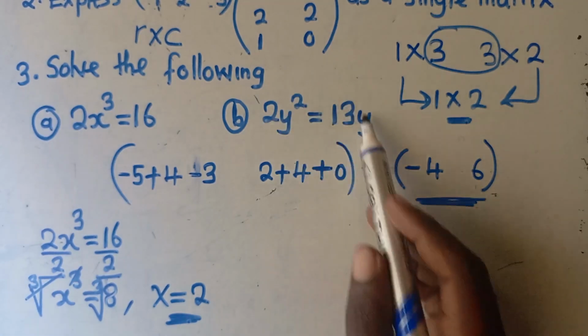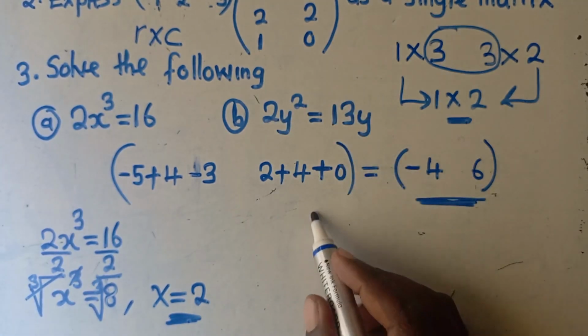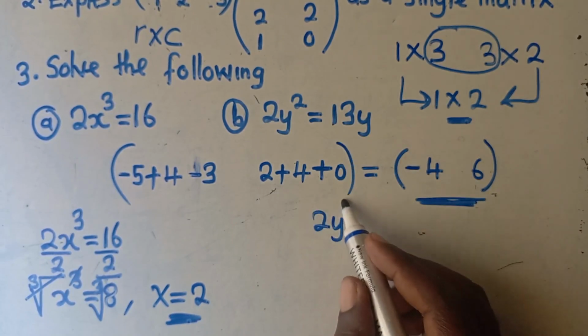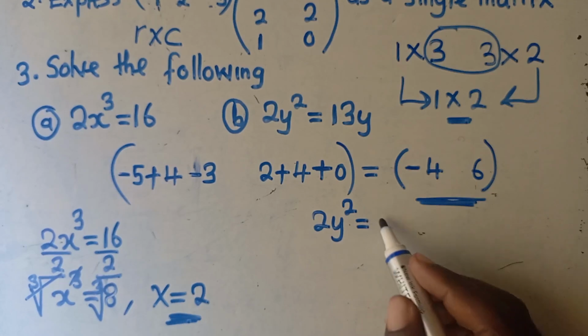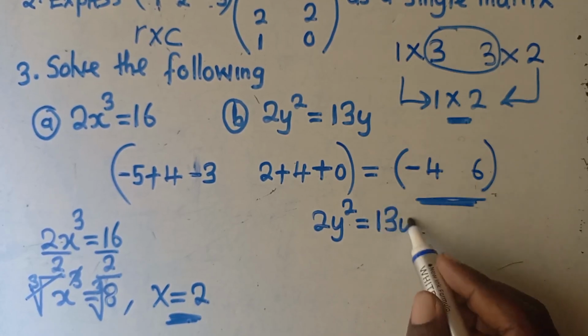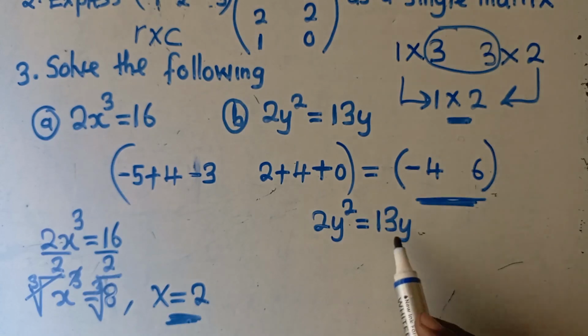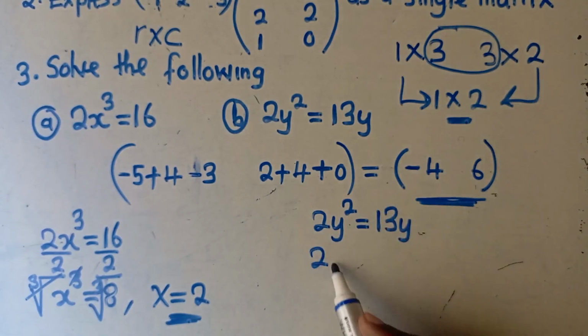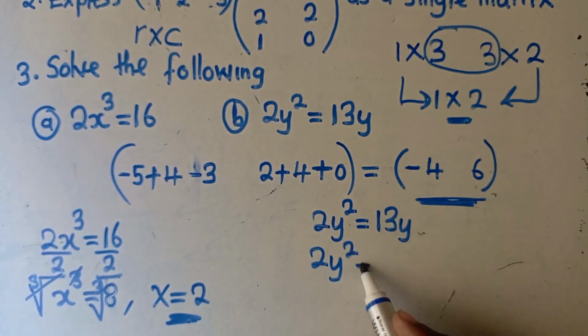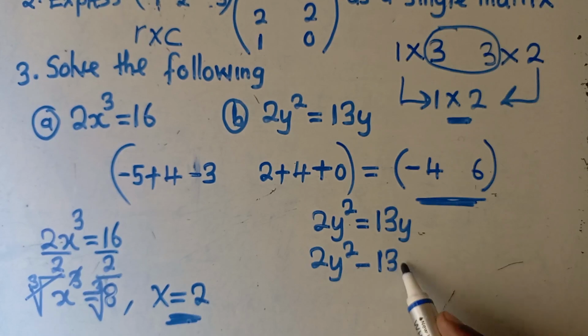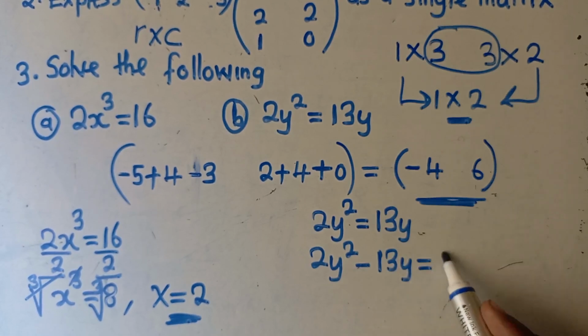We now move on to this particular question. That is 2y squared is equal to 13y. How can you work out this? This is something that is so simple. What you are supposed to do, you need to get this one, come this side. So 2y squared minus 13y, which is equal to 0.